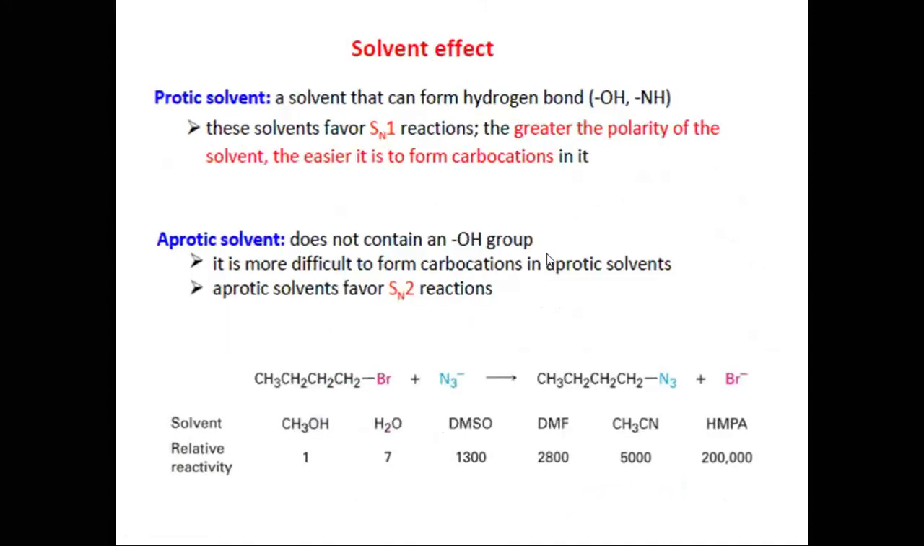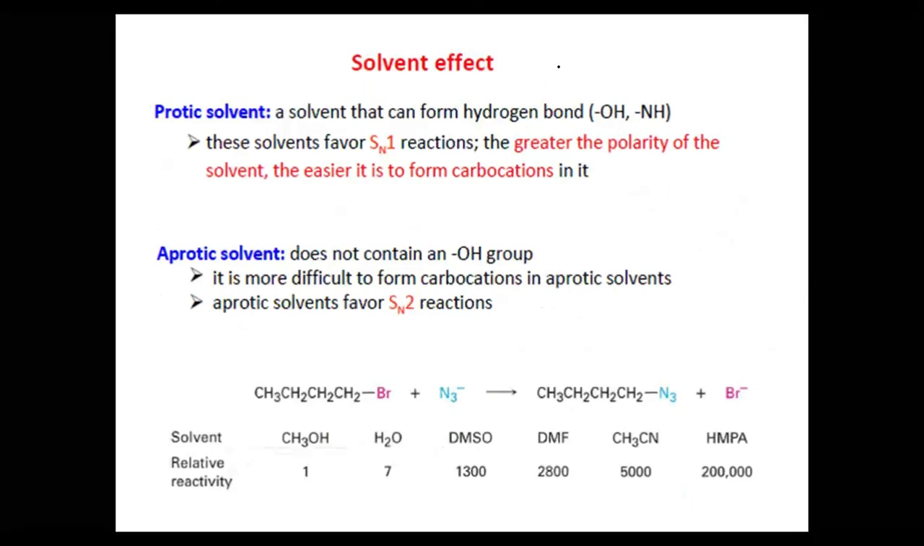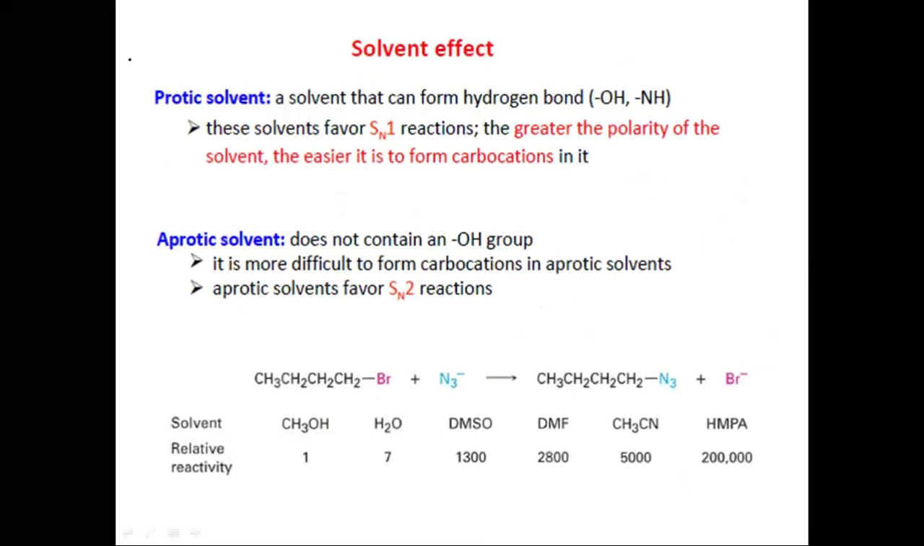Then comes the solvent. The role of solvent on SN1 and SN2 reactions. Generally, in SN1 reaction, protic solvents are preferred. Solvents that can form hydrogen bonds, like those with OH or NH, favor the SN1 reaction. The greater the polarity of the solvent, the easier it is to form a carbocation in it. So why use a protic solvent? Because it makes formation of the carbocation easy in the first step of the SN1 reaction, and later stabilizes the formed carbocation.